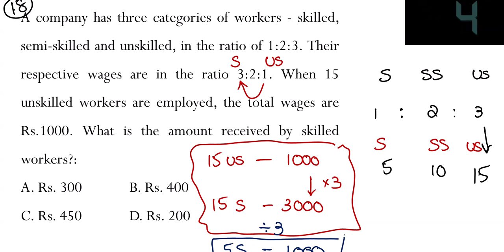Amount received by skilled workers. The company has 3 categories, in the ratio 1 is to 2 is to 3, meaning 10, 20, 30. They said 15 unskilled workers are there, so obviously skilled workers are 5. The combined product, or else we can go with the product of 1, 2, 3 and 3, 2, 1. The product is 3, 4, 3, because of number of people and wages.